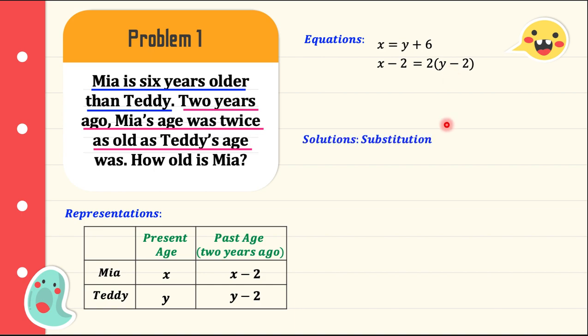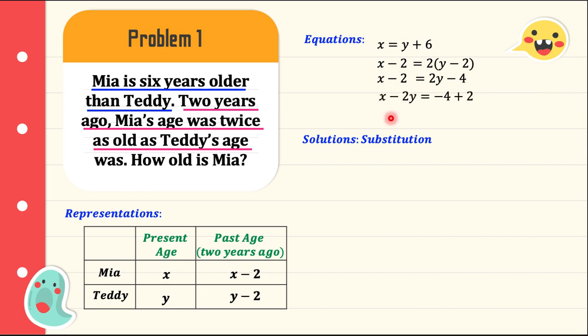But before I use substitution method, we have to first simplify our second equation and write it in standard form. As we write this one into standard form, I need to distribute 2. So that will be x minus 2 is equal to 2 times y, and then 2 times negative 2, it will become 2y minus 4.